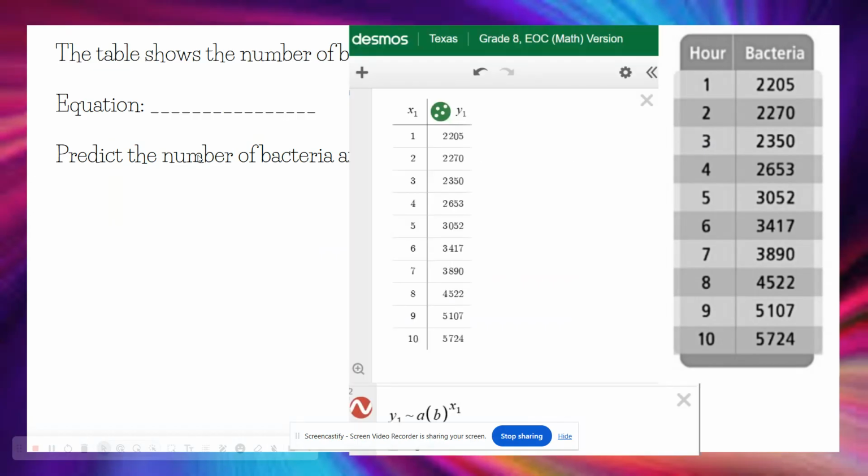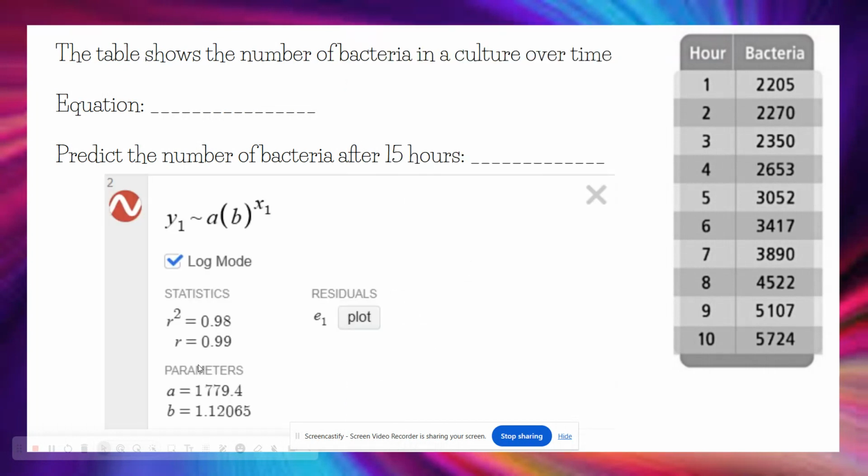Step 2. We're going to go ahead and run a regression. We're going to type in y1 ~ a(b)^x1. The parentheses are something you can do, you don't have to do. It's a times b to the power of x1, so I just prefer my parentheses. Once you've done that, you'll need to make sure you click on log mode so that your data is accurate to us running this regression as if we were using a TI-84 calculator.